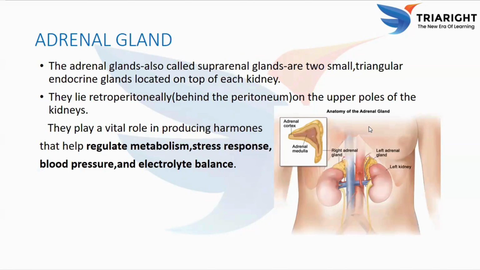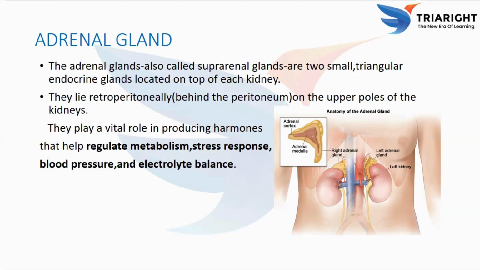Now, the first one is adrenal gland. What are adrenal glands? You can clearly see a picture of adrenal gland on the right side. These are called suprarenal glands. Why are they called suprarenal glands? They are two small triangular endocrine glands located on top of each kidney. You can see in the picture, on top of each kidney there is an adrenal gland. The right adrenal gland is on the right kidney and the left adrenal gland on the left kidney. They play a vital role in producing hormones that help regulate metabolism, stress response, blood pressure, and also the electrolyte balance.